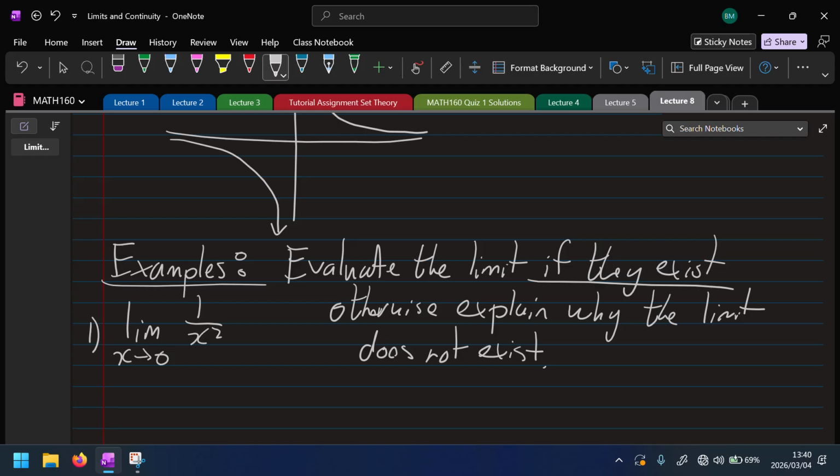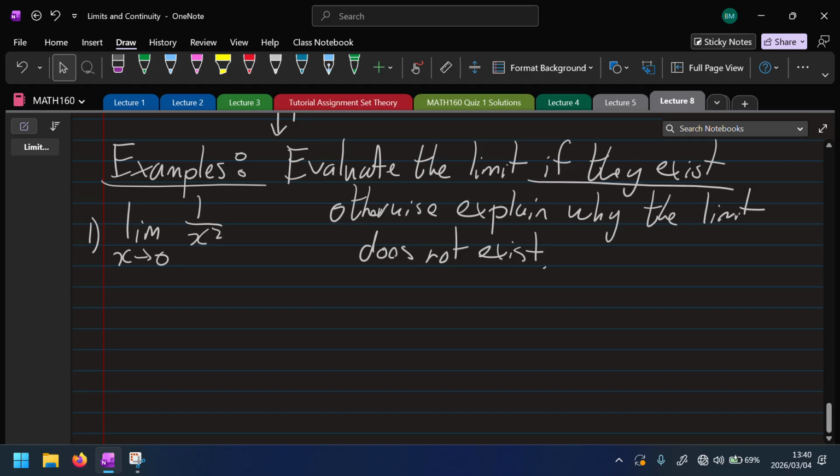Okay, so please don't get shocked in the quiz or test when you have to explain why it doesn't exist. So number one, we'll just go through these quickly. The limit as x goes to 0 of 1 over x squared. Again, we need to look at the left and the right. So the limit as x goes to 0 plus. So we're looking at the right side.